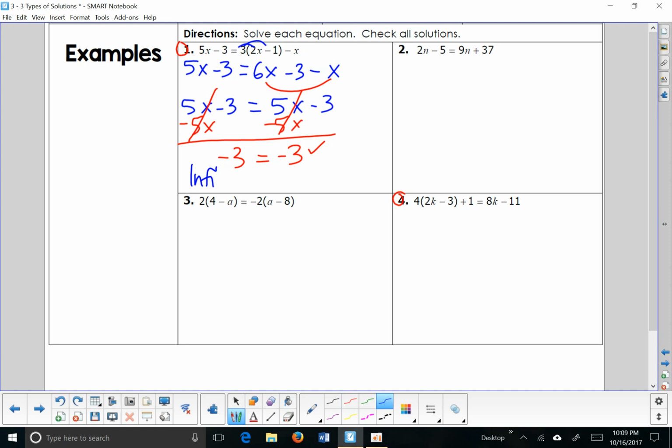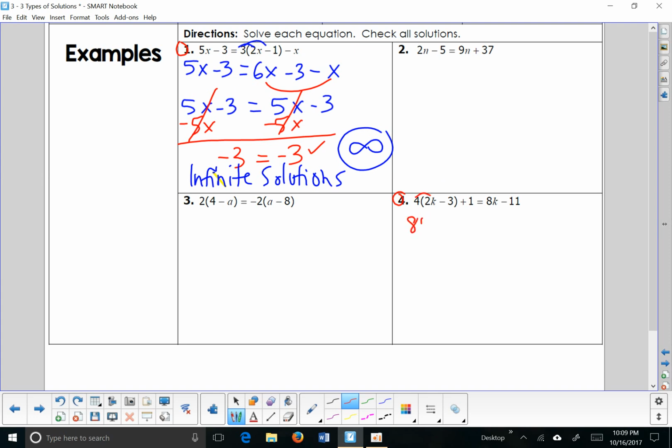You can write it in English, infinite solutions, or you can write it in math with your new fancy infinity symbol here, but you can't just stop at this statement. You must interpret it here. Alright, I'm going to try number 4 now.